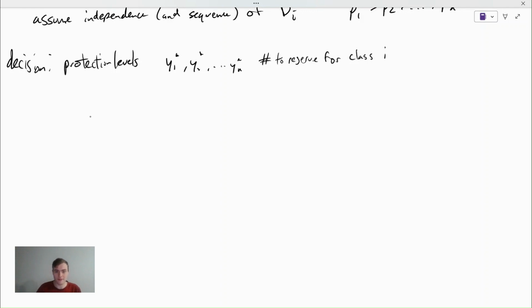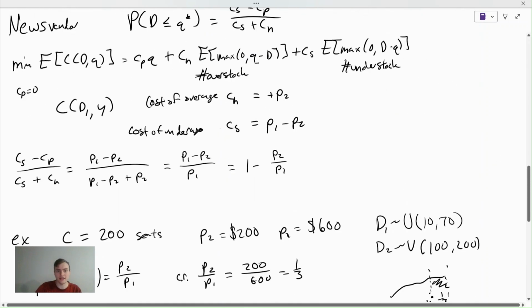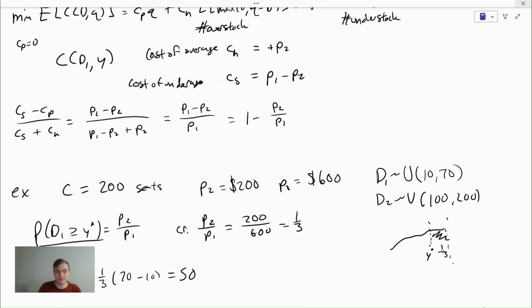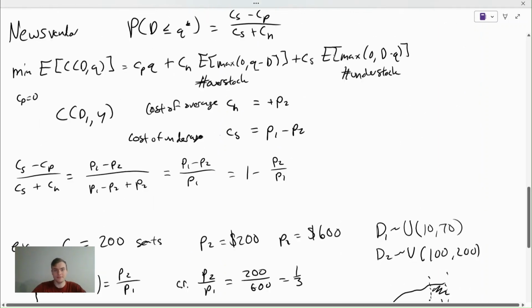Anyways, last time we just had P2 over P1. Now we have P(i+1) over P1. So that's going to get us y star i. We want this to equal, instead of the probability D1 greater than y star, right?